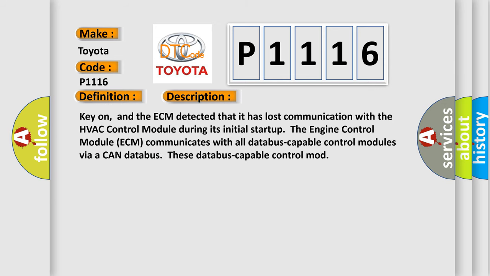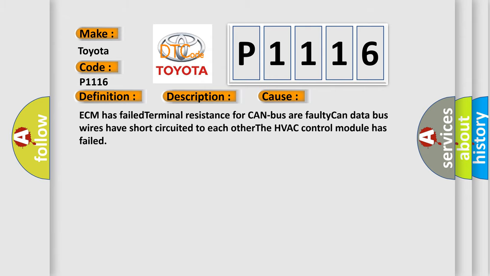Key on, and the ECM detected that it has lost communication with the HVAC control module during its initial startup. The engine control module ECM communicates with all databus-capable control modules via a CAN database. This diagnostic error occurs most often in these cases: ECM has failed terminal resistance for CAN bus. Faulty CAN data bus wires have short-circuited to each other. The HVAC control module has failed.